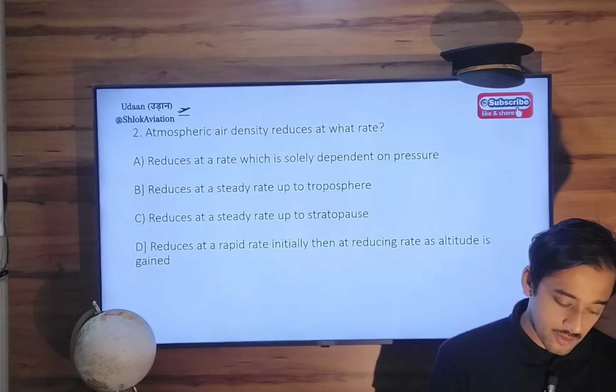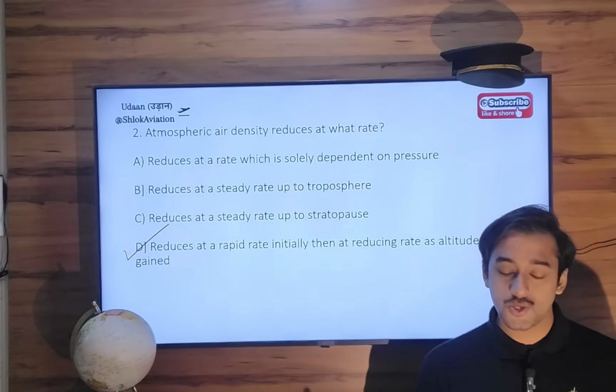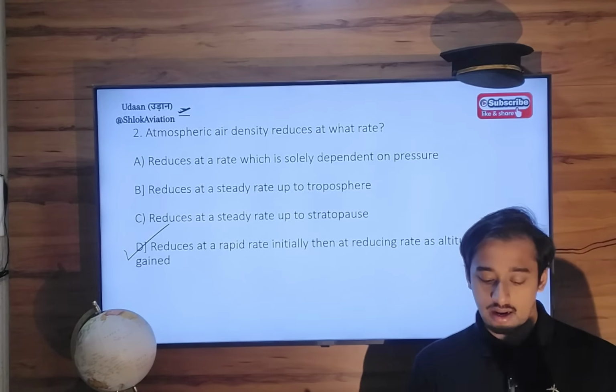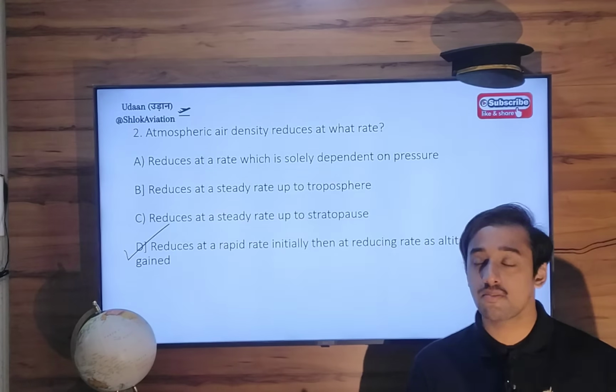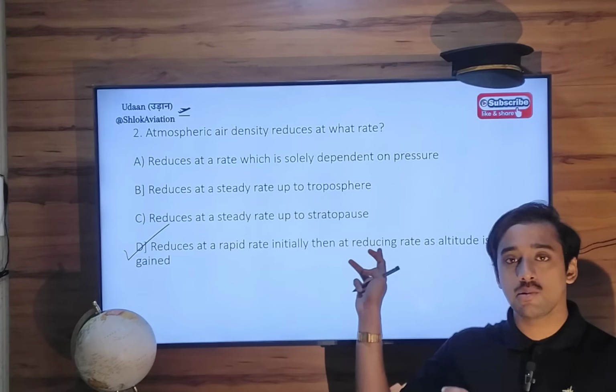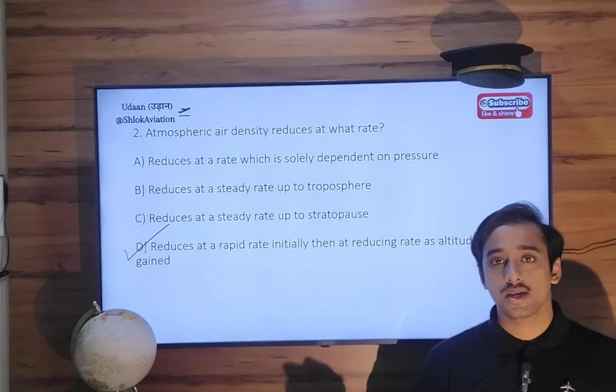So the correct option will be option delta. Atmospheric air density reduces at a rapid rate initially, but as altitude increases, the rate becomes slower, that is, at a reducing rate as altitude is gained.